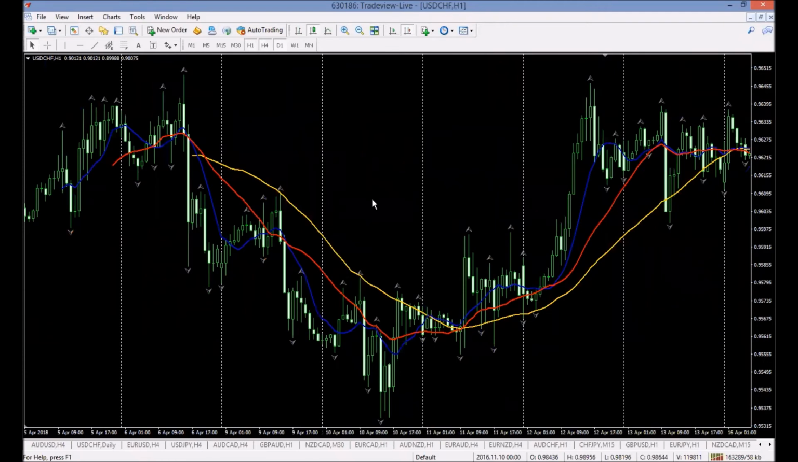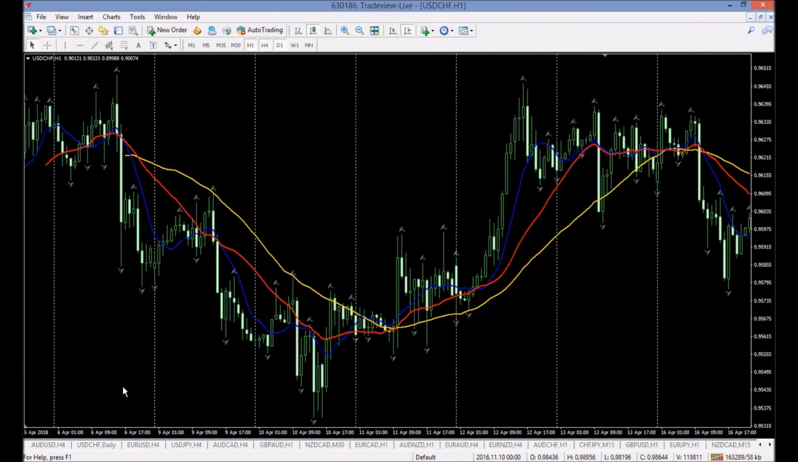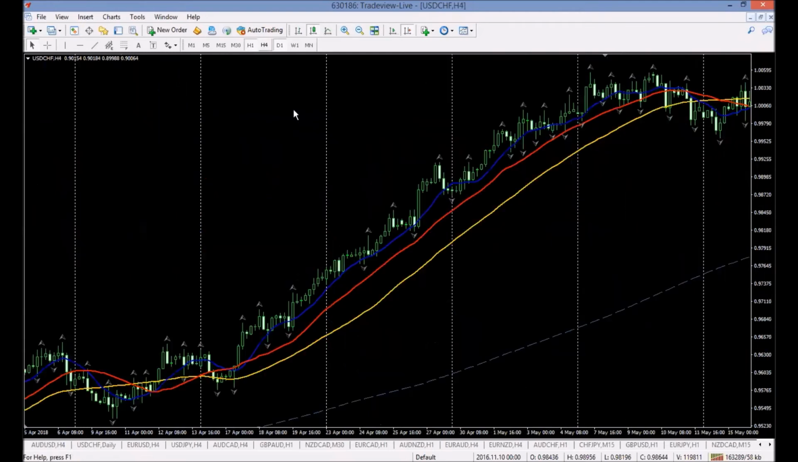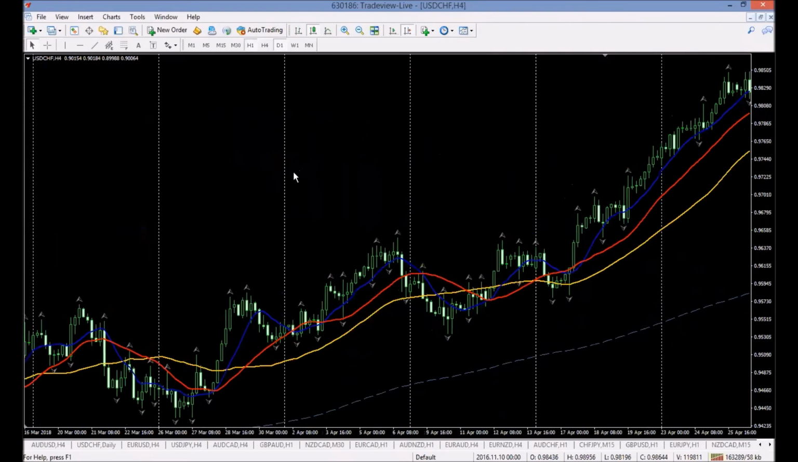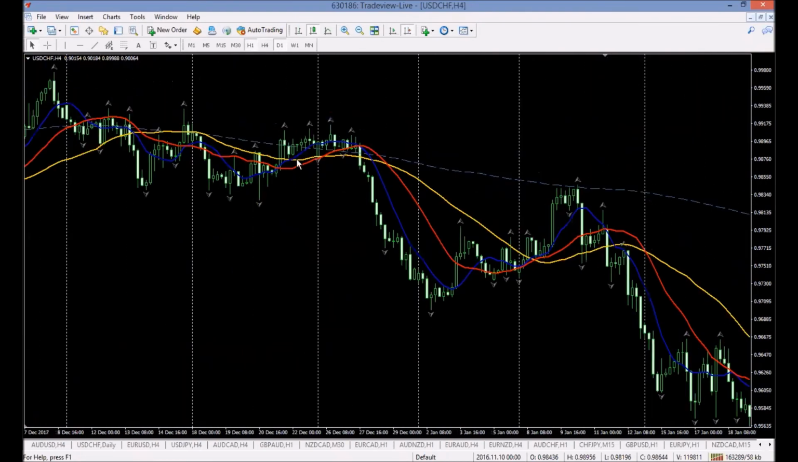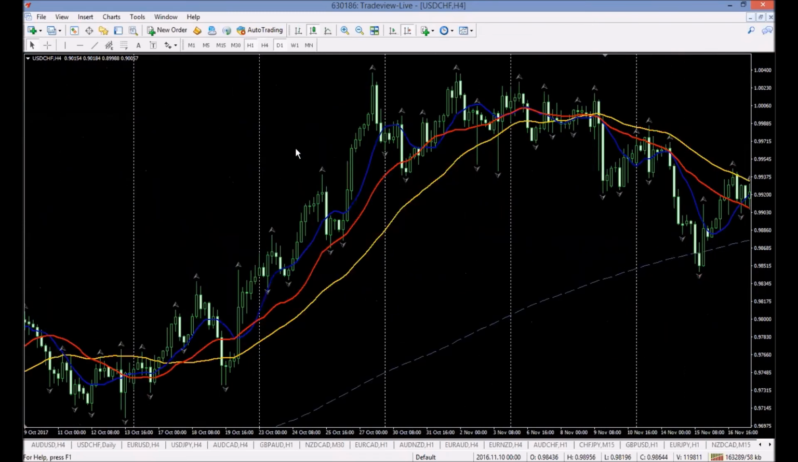It won't let you go. See? 2018. It won't let you go to the hourly chart. So just so you know, in terms of your backtesting, you're on the clock. This will only let you look back so far. That's what these platforms do.